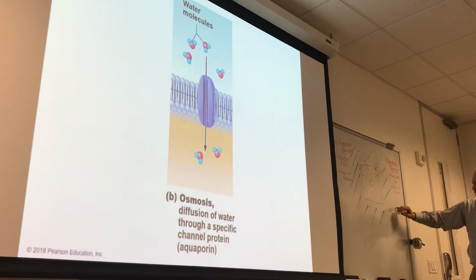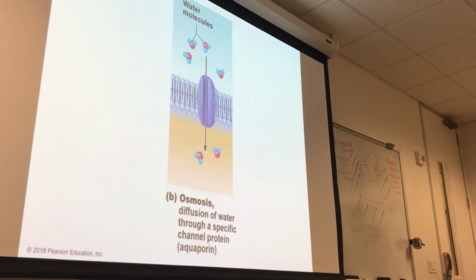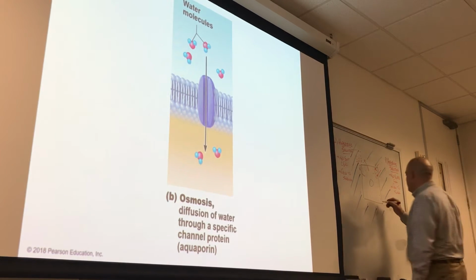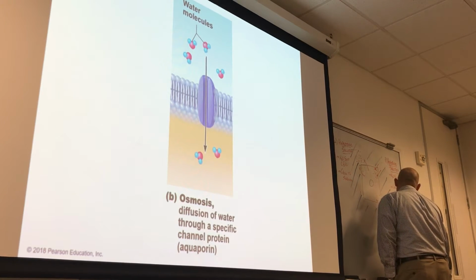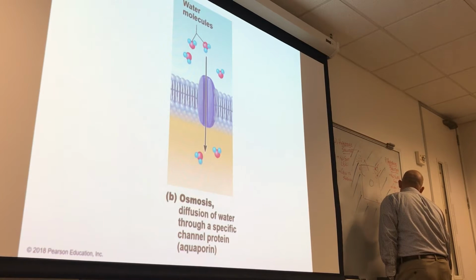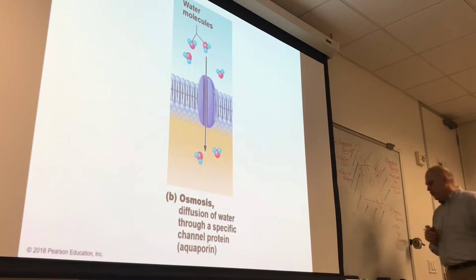Then we have scenario number 3, where the concentration inside the cell and the concentration outside of the cell are equal to one another. How's water going to move? It's not going to. So there'll be no movement of water. We refer to this as an isotonic solution. No water movement at all.